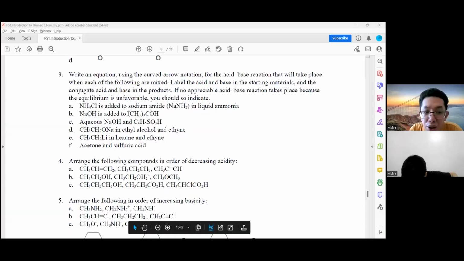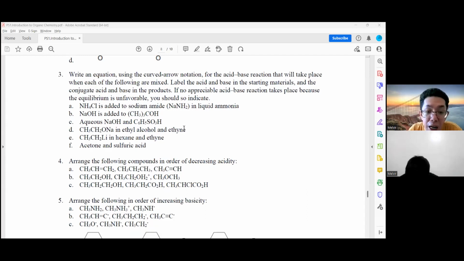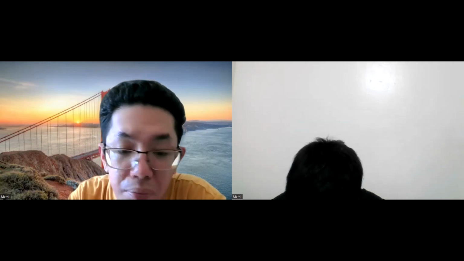Yun nga eh. So again, for number 3, you just need to show the acid-base reaction for the following substances. Okay? So please take note, you need to show also the curve arrow notations. Sige, you can share now your screen, Josh, so that you can now start to write your answers.